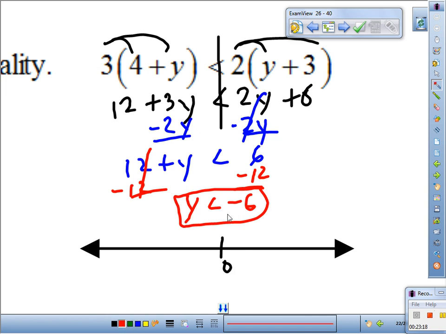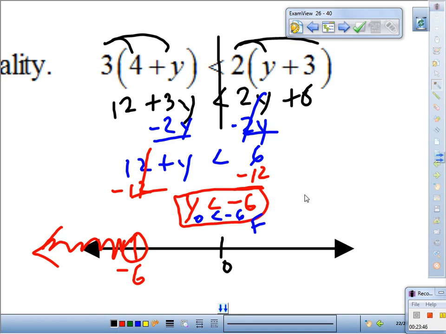Dividing point is negative 6. It's an open point. Before I graph, what do I need to do? I need to check a point. Which point is the one I usually check? 0. So let's substitute in here. Is 0 less than negative 6? No, that's false. So that means I'm not going to shade towards 0. That means I'm going to shade the opposite direction, that way.